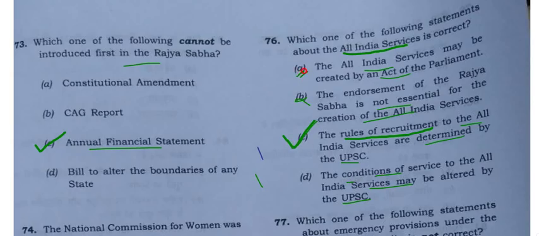So C seems the right option here. By the way, A option also seems right. It can be created by an act of the Parliament. So by the way, A option seems more right, but C option also seems right. So there is a little confusion, but let's see. The C option seems better.